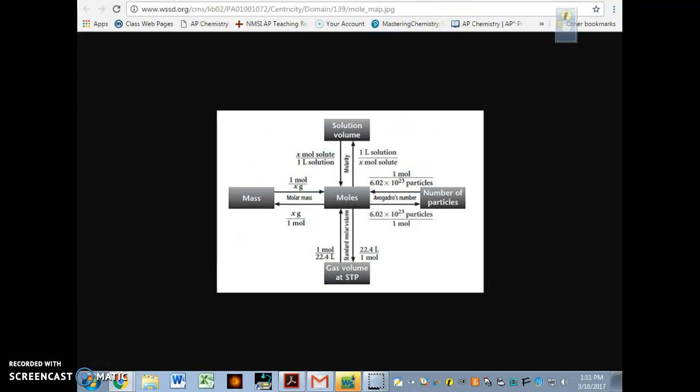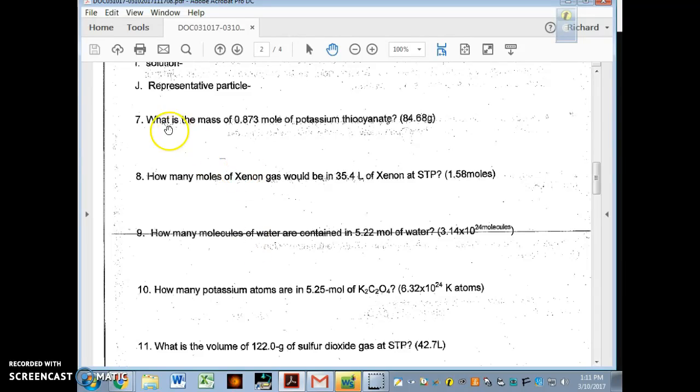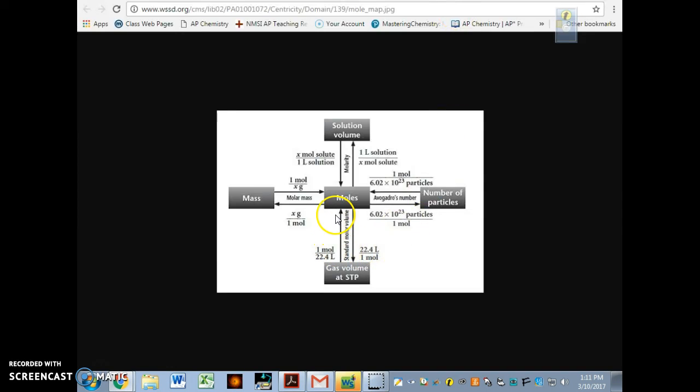Okay, we're back and we got our mole map, so we're ready to go with that. And we'll call up our first problem. We'll see where we're going. And this one we want to know the mass of 0.873 moles of potassium thiocyanate. So if we go look at our mole map, we'll see at this point we're at moles, and we want to go over here to mass.